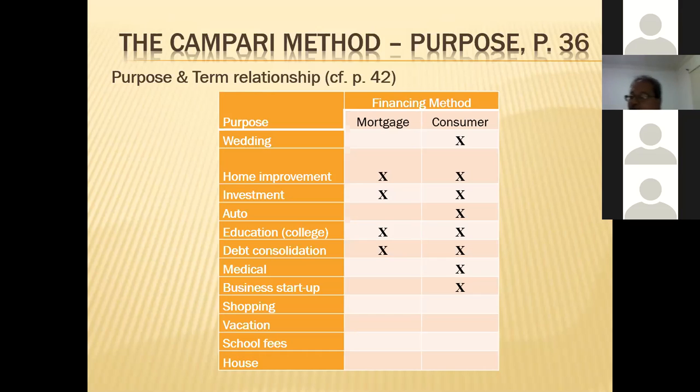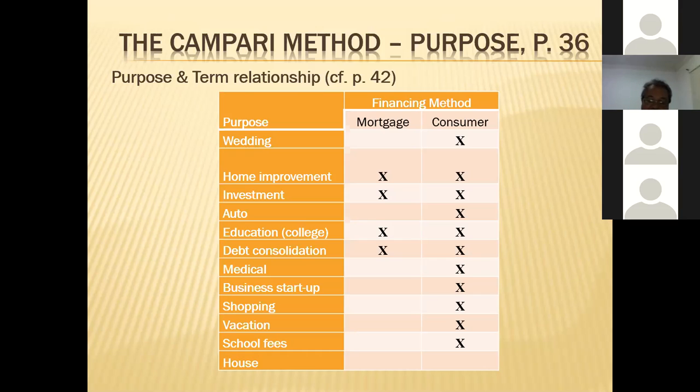All right, and now this wonderful one that we talked about earlier, shopping. Consumer. Definitely consumer if your financial institution allows it. Vacation. Consumer. Okay. School fees. That's like our local high schools and junior high schools and primary schools. School fees. Consumer. Okay. House. Definitely. Mortgage.